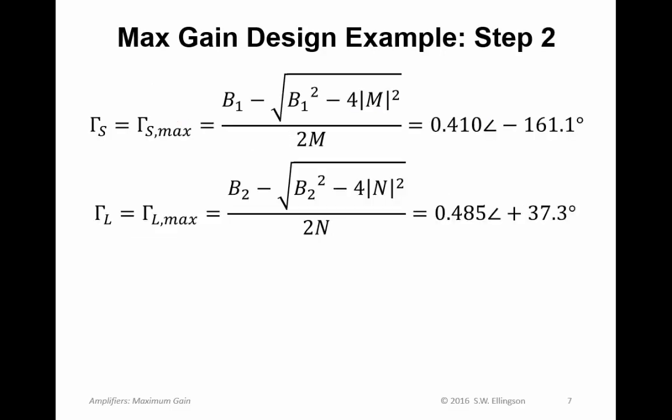Okay, step 2, compute the simultaneous conjugate match. That consists of computing the desired source and load reflection coefficients. And we worked out expressions for those in a previous lecture. I called them gamma sub S max and gamma sub L max to indicate that they were the values of those parameters that gave us the maximum gain solution. And we had equations that looked like this. And in this case, when we work through all the parameters, we find this value as gamma sub S that we need, and this value is gamma sub L that we need.